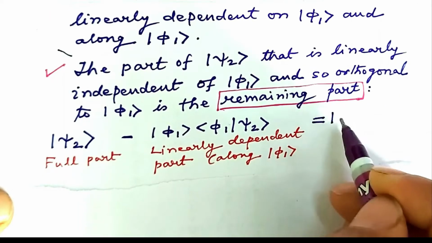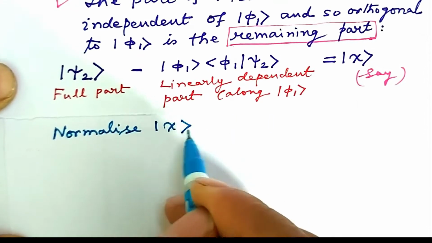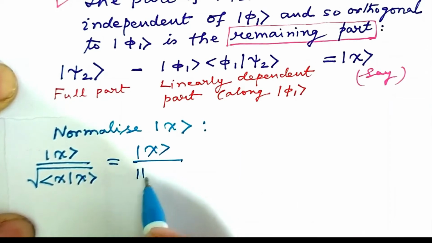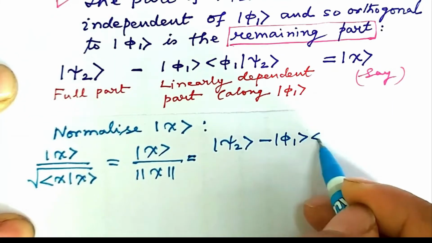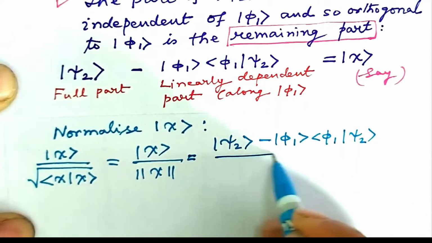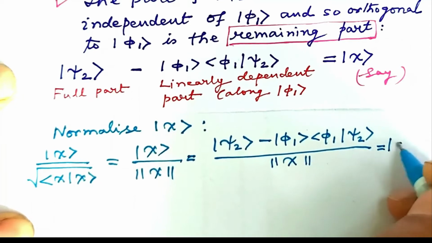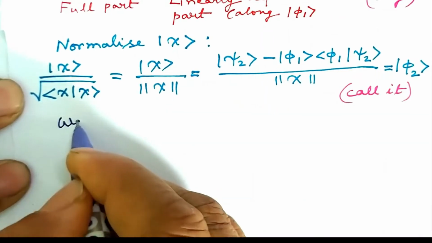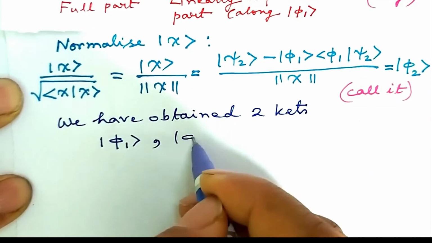Let us call it ket chi. Say we normalize ket chi: ket chi divided by the norm of ket chi. Let us write the expression of ket chi divided by the norm of ket chi. Let this be ket phi 2. Call it. We thus have obtained two kets, ket phi 1 and ket phi 2.